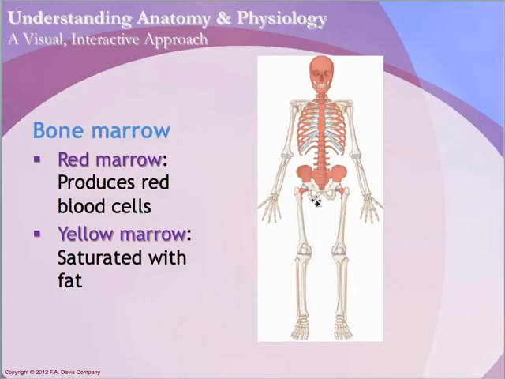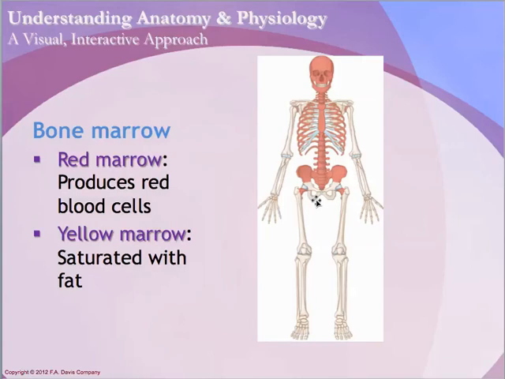Bone marrow, I already mentioned this, but let's just talk about it again. So we have 2 types of bone marrow. Red marrow produces red blood cells. Yellow marrow is saturated with fat. So bone marrow is really a type of soft tissue, and it fills that medullary cavity of long bones and the spaces of spongy bones.